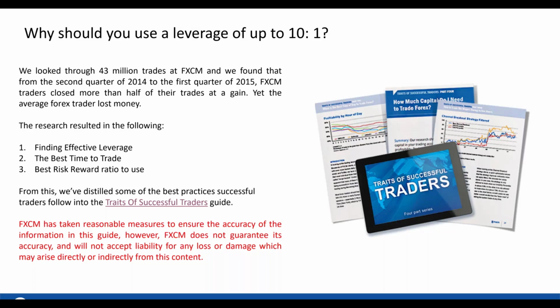Why should you use a leverage of up to 10 to 1? We looked through 43 million trades at FXCM, and we found that from the second quarter of 2014 to the first quarter of 2015, FXCM traders closed more than half of their trades at a gain. Yet the average Forex trader lost money. The research resulted in the following: 1. Finding effective leverage. 2. The best time to trade. And 3. Best risk-reward ratio to use.